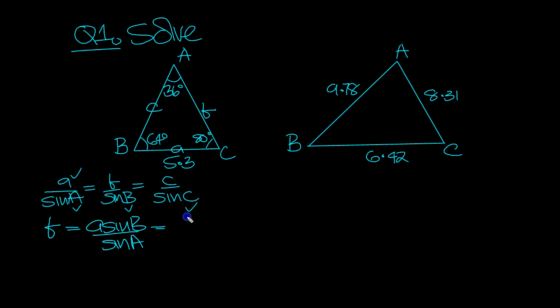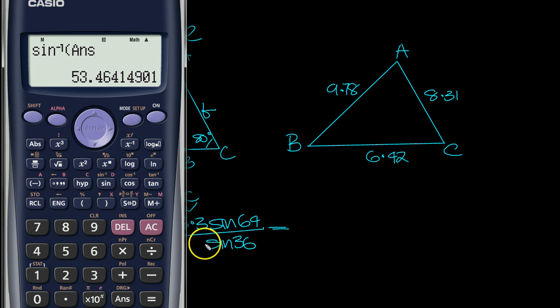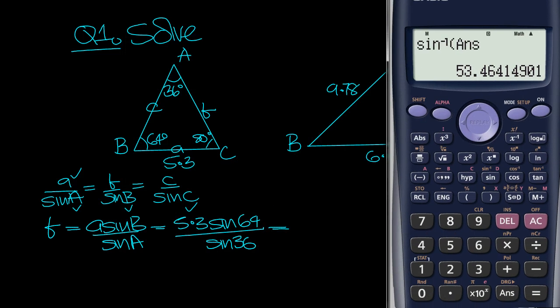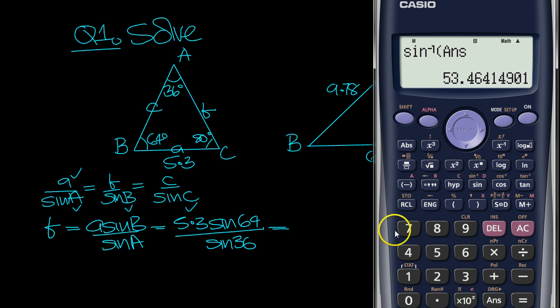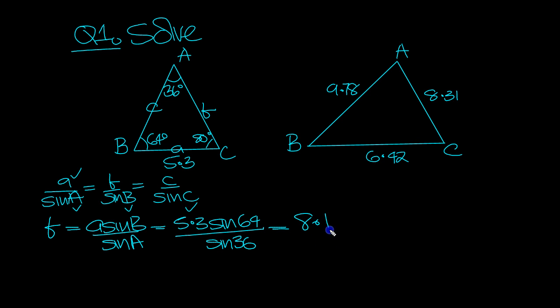A sine B, 5.3 times sine of 64 over sine of A, 36, sine 36. Okay, 5.3 times sine 64 divided by sine 36. 8.10 or 8.1.